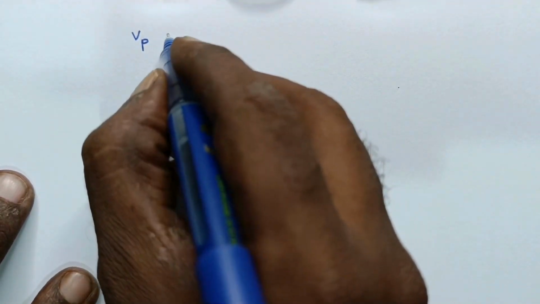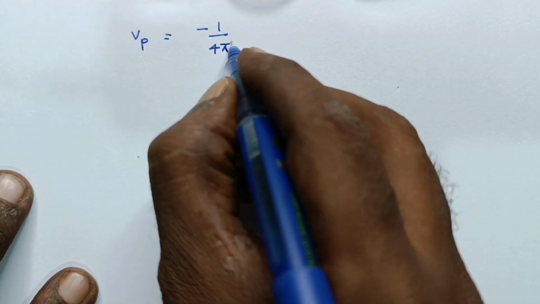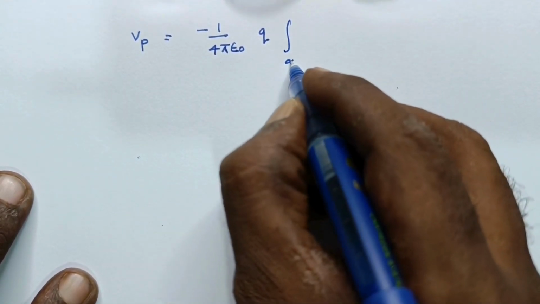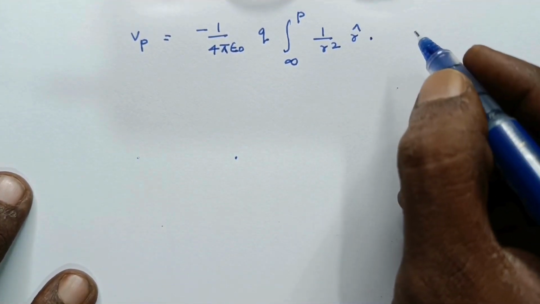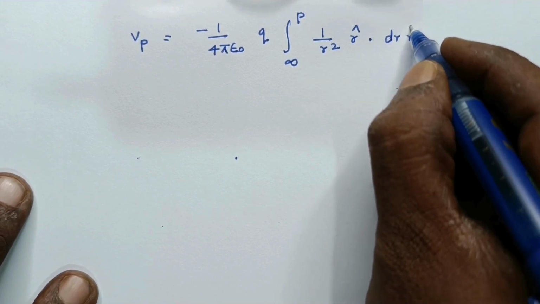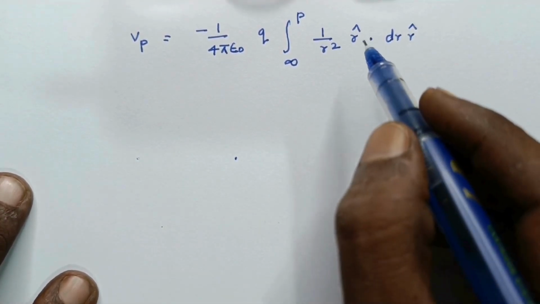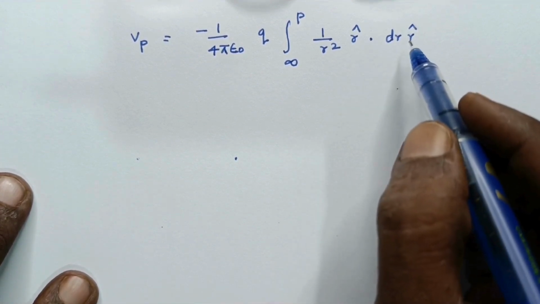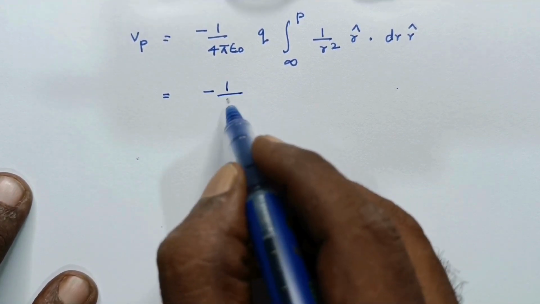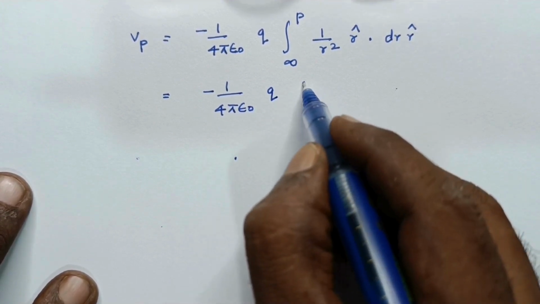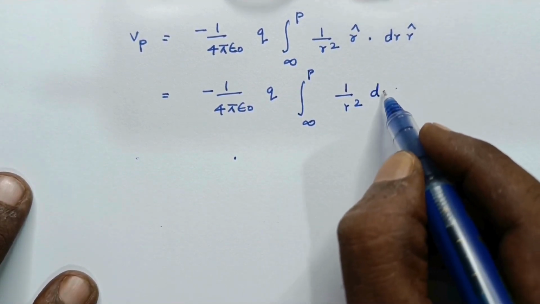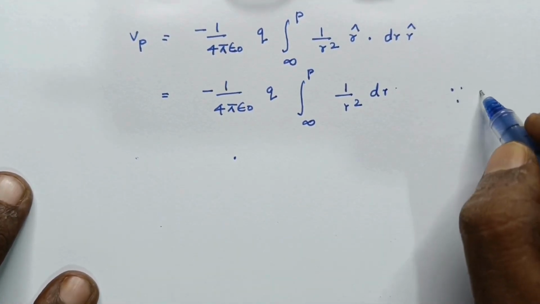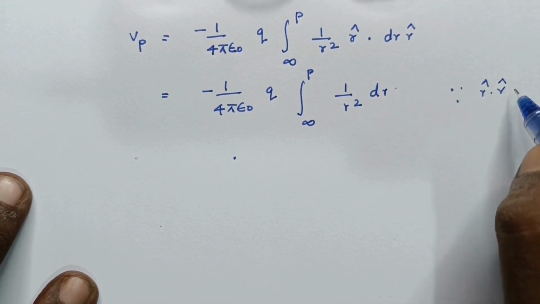So the potential at point P is Vp is equal to minus 1 by 4 pi epsilon 0 q integral infinity to P 1 by r square r cap dot dr vector. Dr vector can be written as dr into r cap. So magnitude into unit vector. So here now you are having r cap dot r cap. R cap dot r cap is 1. Therefore, this is equal to minus 1 by 4 pi epsilon 0 q integration from infinity to P 1 by r square dr, since r cap dot r cap is equal to 1.